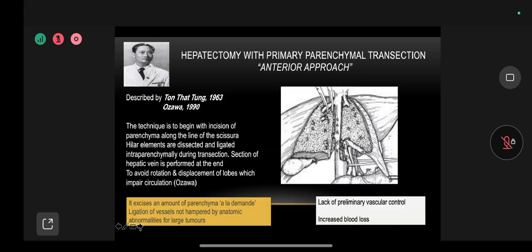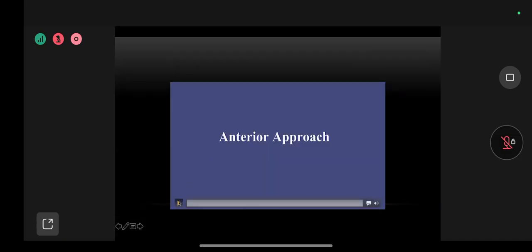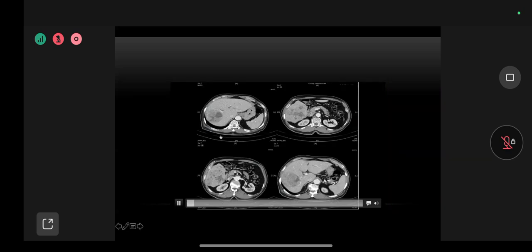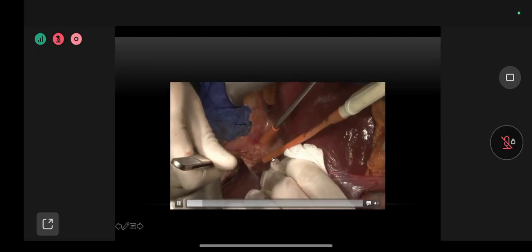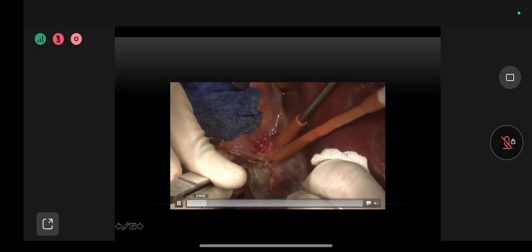What happens is, with this, you don't have vascular control, so it may increase blood loss, but it avoids rotation and displacement of the lobes and decreases the chances of injury, especially if you have large tumors where you don't have access and they are stuck to the diaphragm or the cava. So the anterior approach is more suited for these kind of big tumors. You can see that the plane with the diaphragm here is a little doubtful.